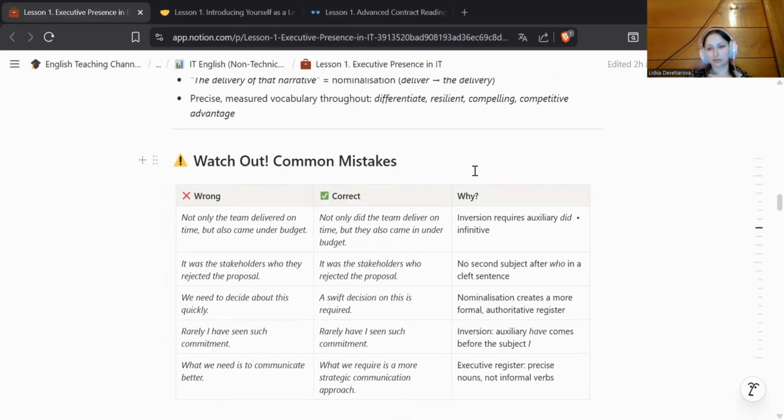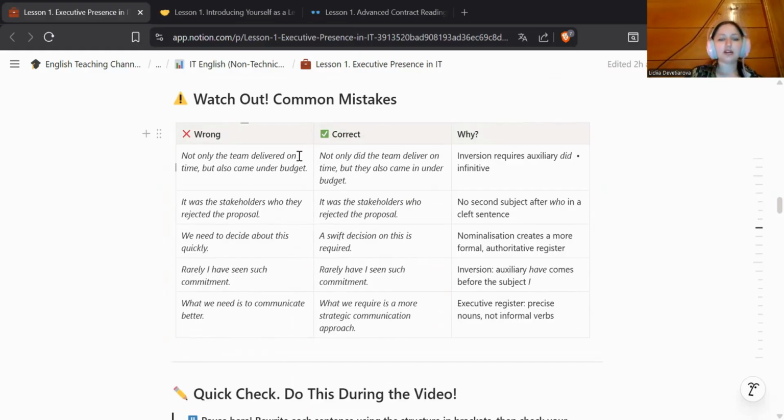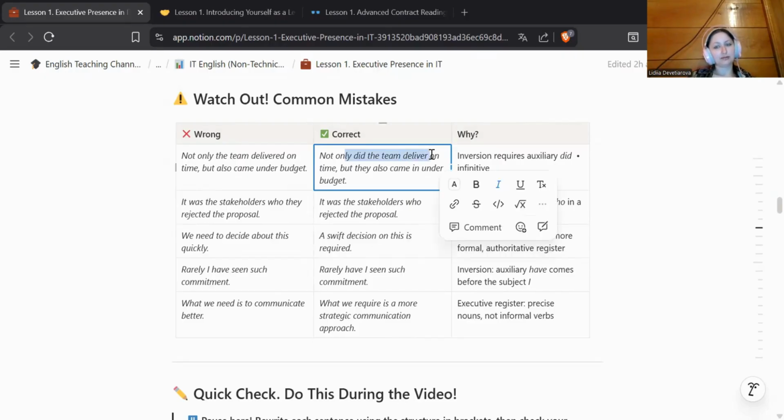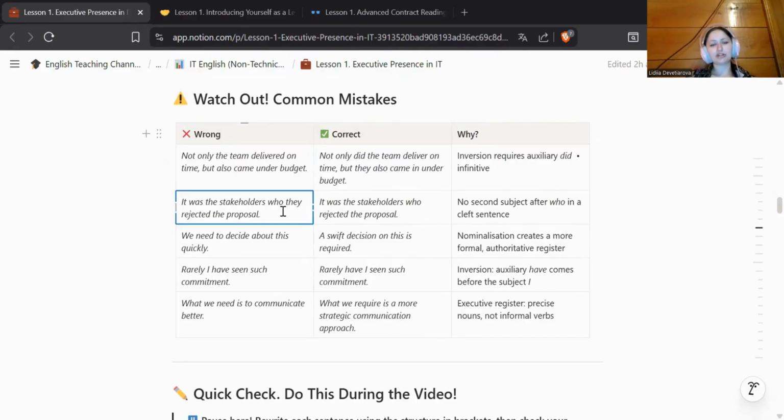And let's watch out for some common mistakes. Not only the team delivered on time, but also came under budget. There is something missing. Not only did the team deliver on time. That is an inversion, and we need "did". It was the stakeholders who they rejected the proposal. Why do we need "they"? It was the stakeholders who rejected the proposal.